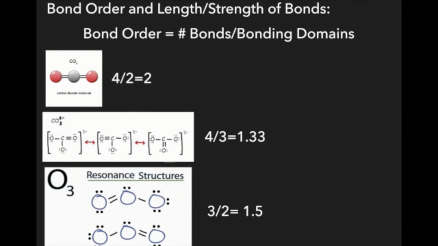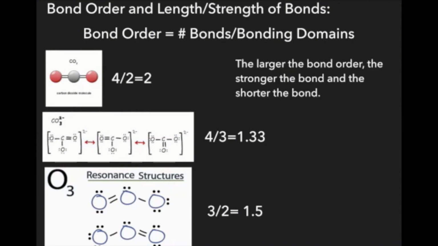Well, why do these numbers matter? Well, these numbers matter because the larger your bond order, the stronger the bond is going to be. So I could have asked a question, for example, which has a stronger bond, carbon dioxide or carbonate, CO3 2-? Well, the way that you explain it is, since carbon dioxide has a bond order of 2, while carbonate has a bond order of 1.33, carbon dioxide is going to have a stronger bond.